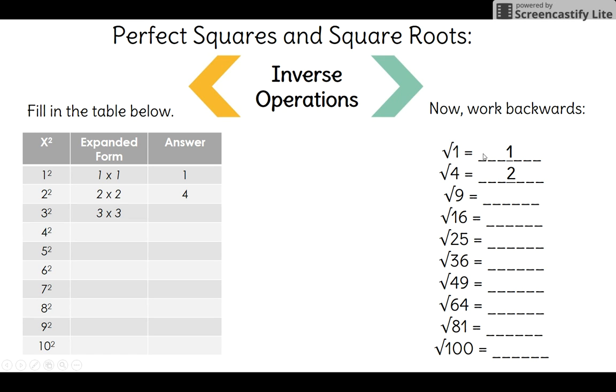And then you can also work backwards. So the square root of 1 is 1, square root of 4 is 2, square root of 9 is 3, and so on and so forth. See if you can find a relationship between these two.